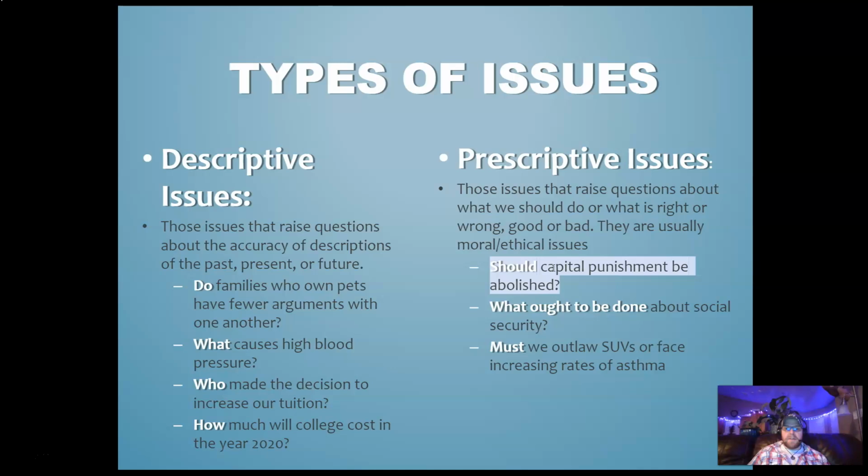So for instance, let me talk about descriptive issues. Do families who own pets have fewer arguments with one another? That's not telling us that we need to go buy a pet. It's just changing our understanding. What causes high blood pressure? This is not saying you need to go buy high blood pressure medicine, although maybe inadvertently it does. But on the surface, it's let's change our understanding of this. Who made the decision to increase our tuition? That is not a question of whether we get mad at the dean, even though we might. It's just a clarification.